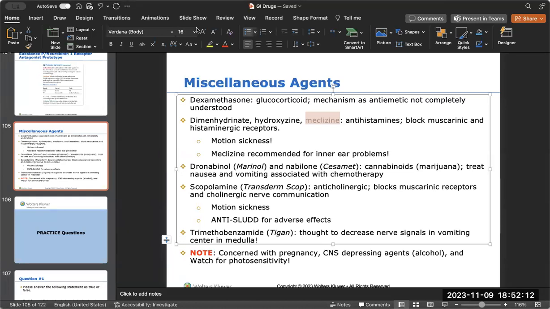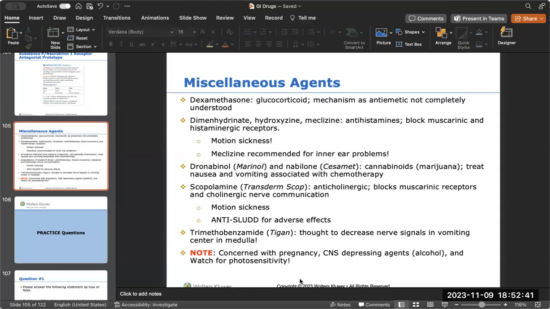Marijuana can also be used to treat nausea and vomiting associated with chemotherapy. Scopolamine is an anticholinergic drug, blocks those muscarinic receptors like the meclizine. So anticholinergic means we're looking out for anti-SLUD: anti-salivation, anti-lacrimation, anti-urination, anti-defecation, anti-digestion, okay? But scopolamine is mainly used for motion sickness.